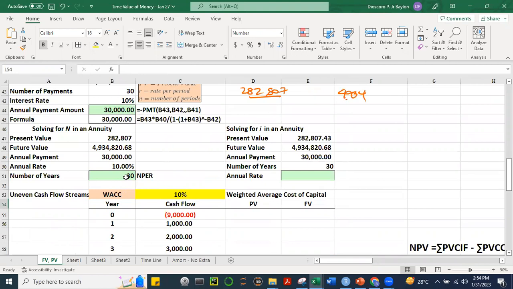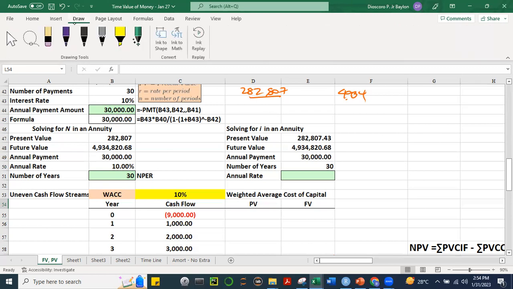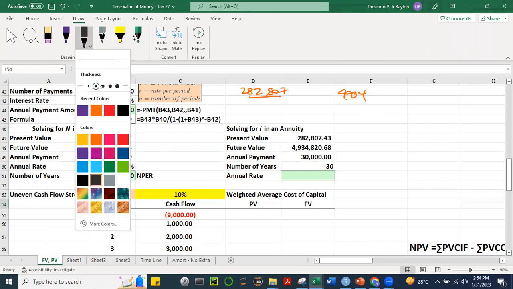Where is my digital pen? All right, so let me draw.